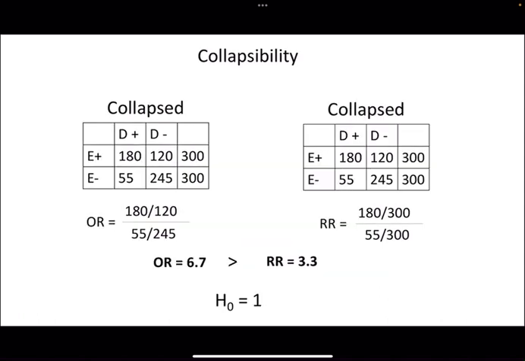Another difference is you'll notice we use the same data to find an odds ratio and a relative risk, and the odds ratio one was further from 1. 6.7 is further from 1 than 3.3. So that leads to this kind of general statement about odds ratios that they're generally further from the null and less conservative.